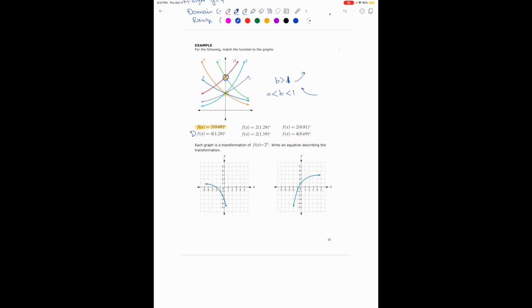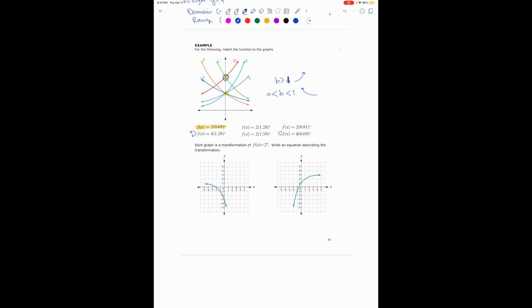So here is D. Now, C has the same y-intercept, which is 4. However, it is a decay function, so I know it is the other option here. So that is C. Now, the rest of the functions, let's start with A now.